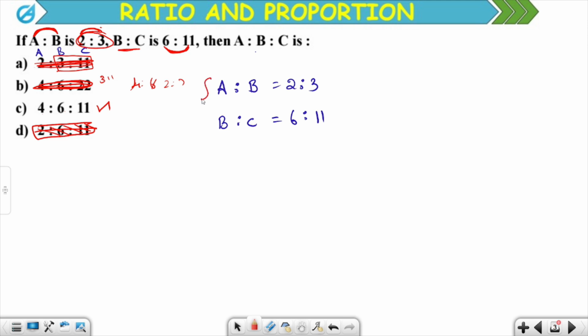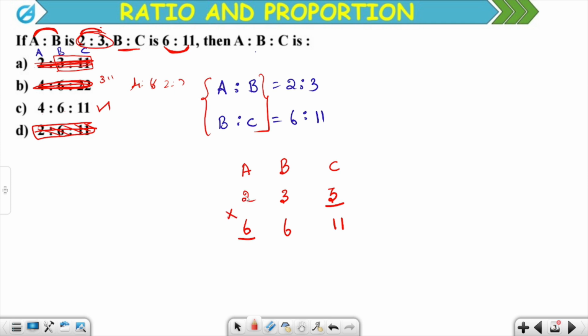See here, what do we have to do? First, check for the variables. If I check the variables, which variable is common? B is common. So B is common for both A and C. What is the ratio of AB? Which is nothing but 2, 3. What is the ratio of BC? Which is nothing but 6 and 11. Now in the empty places, what do I have to do? Here I want to write 3 and here I have to write 6.